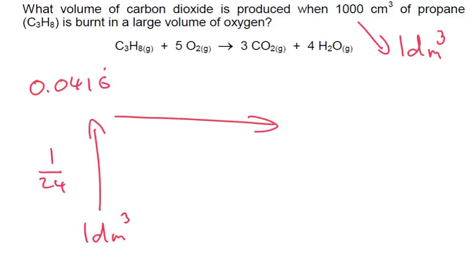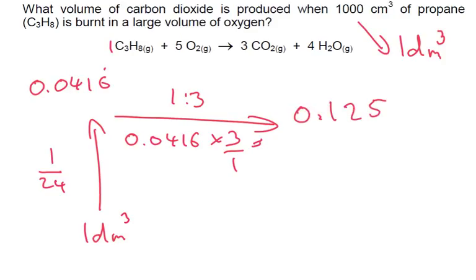Now let's have a look at the ratio. We want to know what volume of carbon dioxide, so it's a 1 to 3 ratio. So what we want to do is 0.0416 times by 3 divided by 1. Okay, and we get 0.125 moles. And then we're looking for carbon dioxide, and it's a volume. So remember, it's any gas you times by 24. So just times this by 24, the number of moles, and we get 3 decimeters cubed. And that is our final answer.